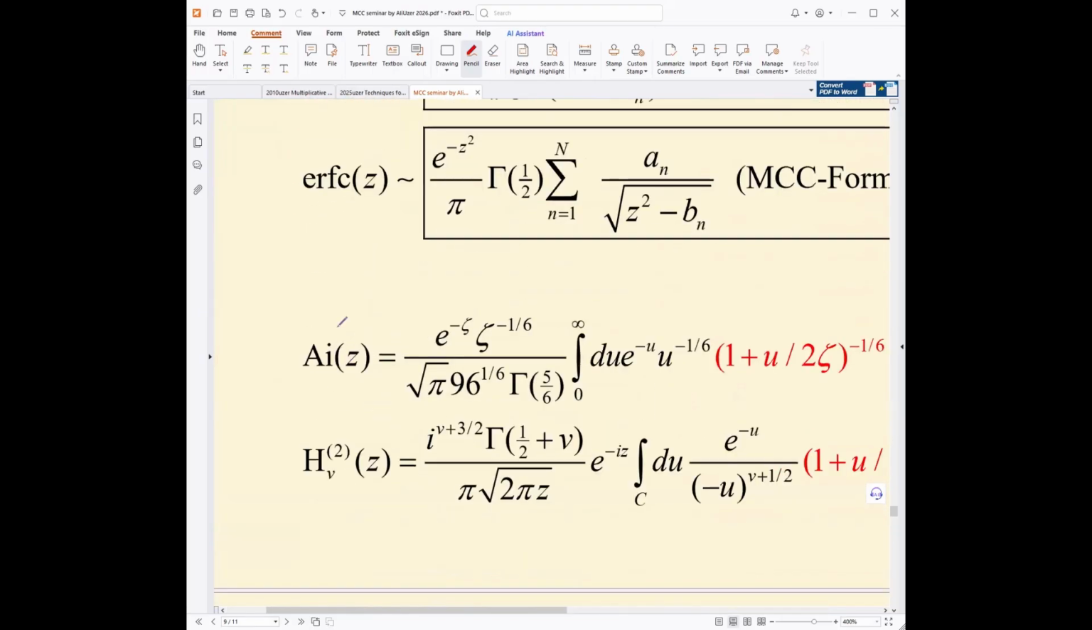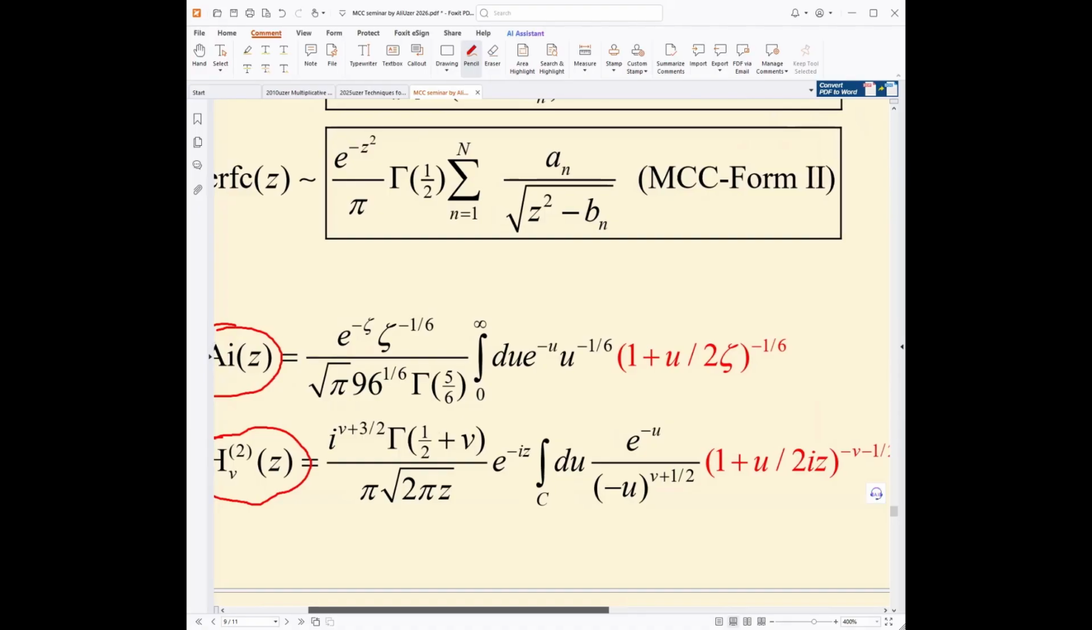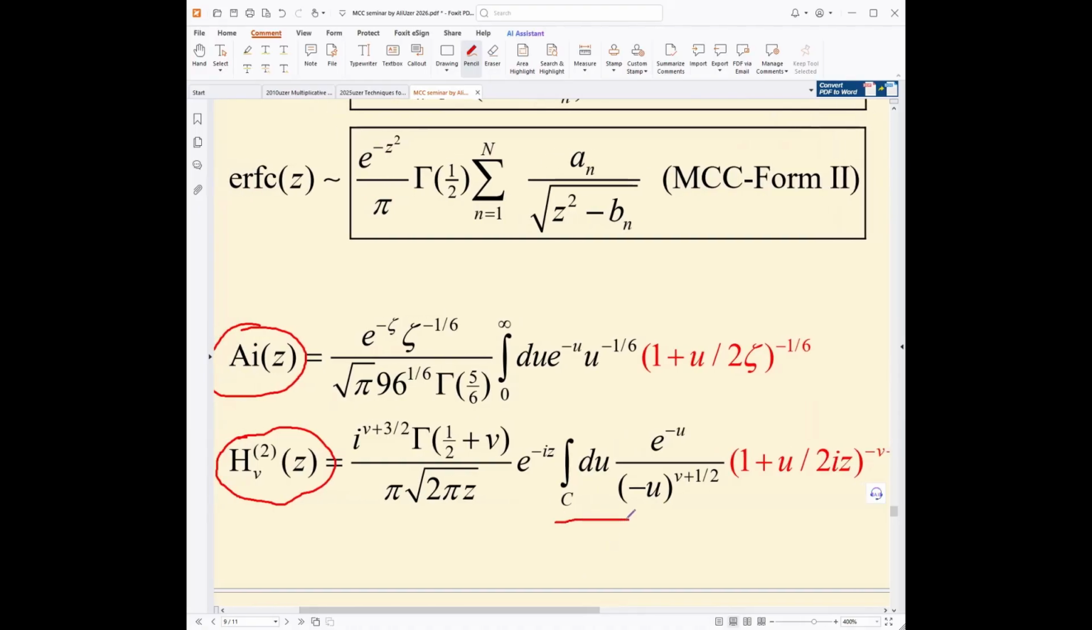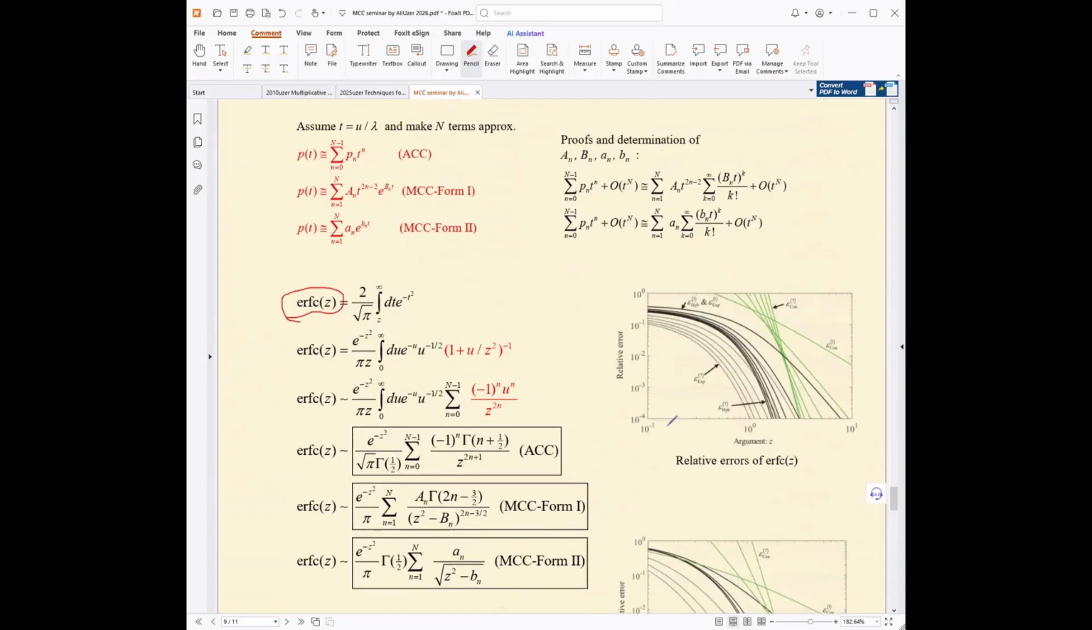Another special function is the Airy integral. Airy integral may be put into the given form of integral. Another one is the Hankel function. It can be put into an integral of the given form. For example, that of the Hankel function is given as a contour integral like this. That of the Airy function can be given as an integral like this. So these are the types of integrals that were considered at the beginning of the paper. And the numerical results are obtained in the paper.